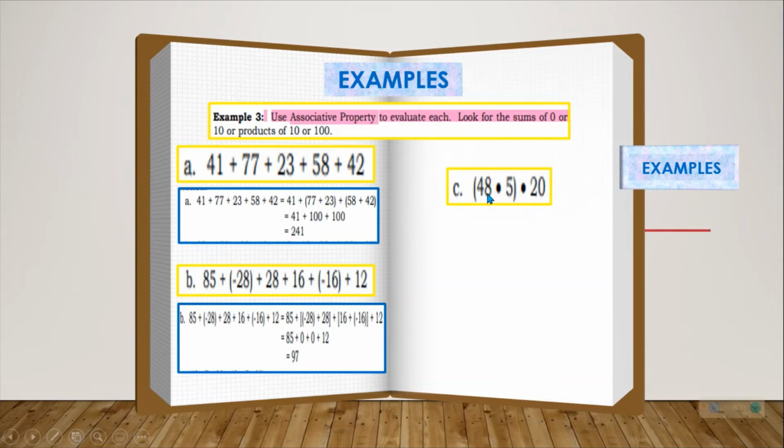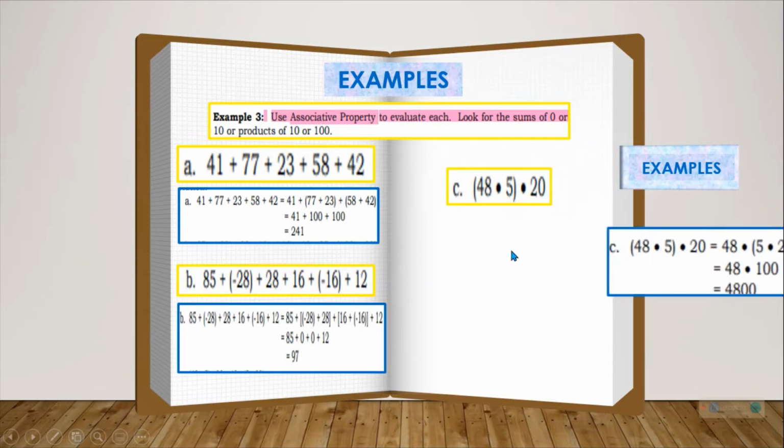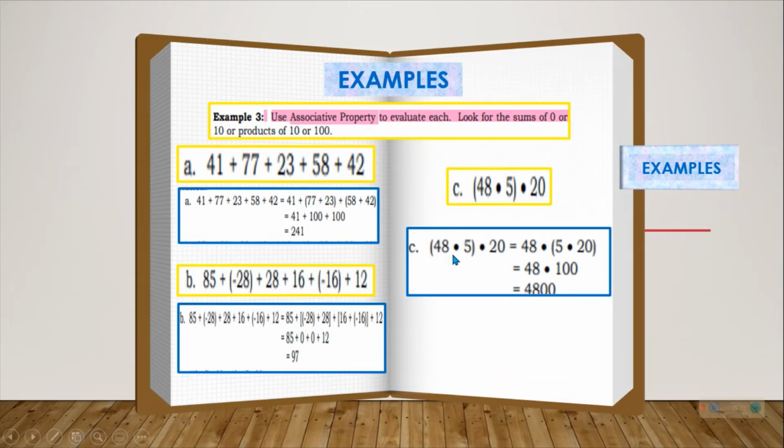Next, 48 times 5 times 20. So, i-multiply natin itong dalawa, si 48 times 5, or i-regroup natin siya kasi nga associative property yung nangyari. So, ito, unang magkagrupo, susunod si 5 at si 20. So, pag pinagsama silang dalawa, that is 100. So, 48 times 100, mas madali na siyang bilangin. So, the answer is 4,800. That's one of the techniques para mas mabilis ang pagbibilang o pag-add or pag-multiply.